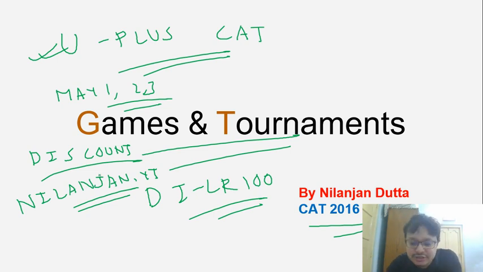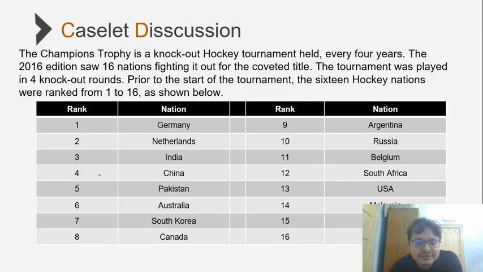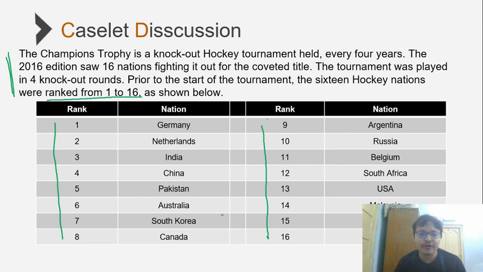So in today's session, we'll be discussing a games and tournament set. The set is about a Champions Trophy hockey tournament that is conducted every 4 years. There are 16 countries participating, and the rankings are 1 to 16. You have the ranking given 1 to 8 and then 9 to 16, so there are rankings given for the 16 countries who are part of the Champions Trophy hockey tournament.